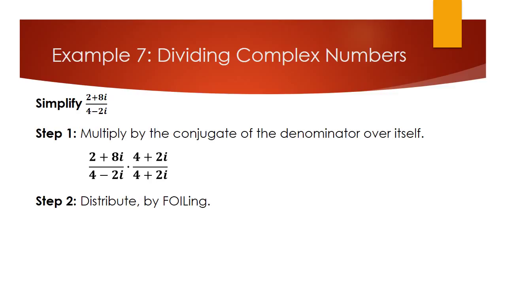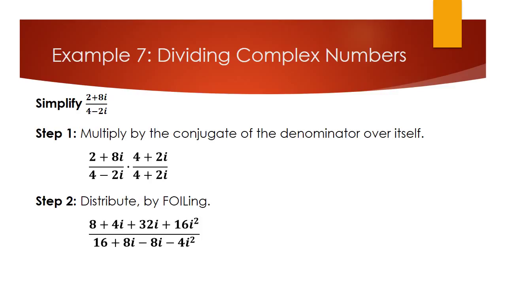Firsts, outers, inners, lasts. So for the top, 2 times 4 is 8. 2 times 2i is 4i. 8i times 4 is 32i. And 8i times 2i is 16i squared. Then for the denominator, you have 4 times 4, which is 16. 4 times 2i, which is 8i. Negative 2i times 4, which is negative 8i. And then negative 2i times 2i is negative 4i squared.